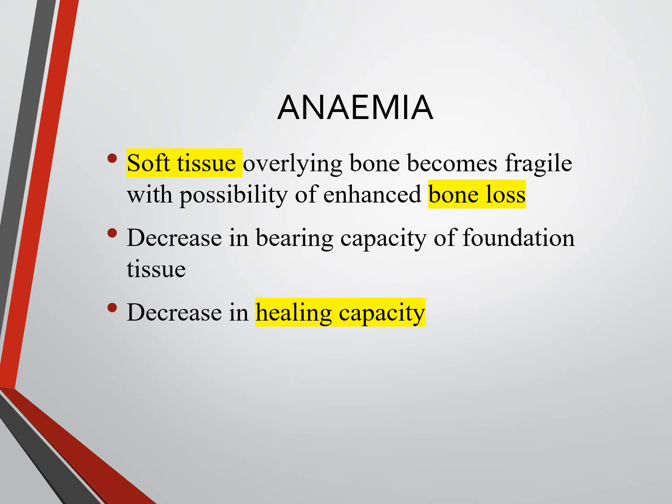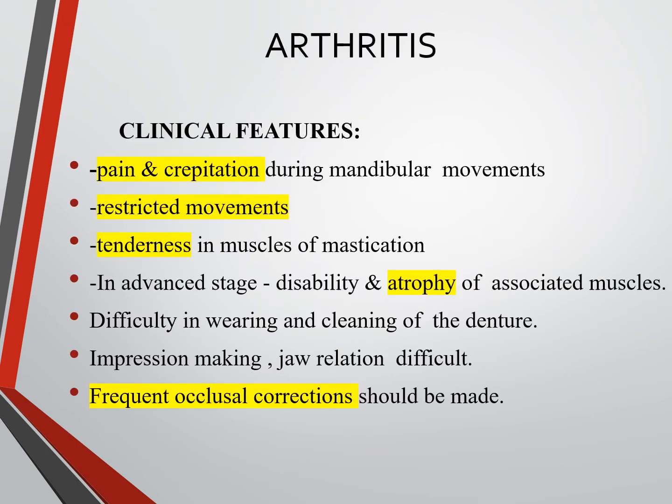And then there is also decreased healing capacity. So the patients who have anemia, because there is continuous blood loss, the healing capacity also is compromised in such kinds of patients. Next, coming to arthritis. Elderly patients, when you see an elderly person walking into your clinic, by the gait itself, you will know that the patient might have a history of arthritis.